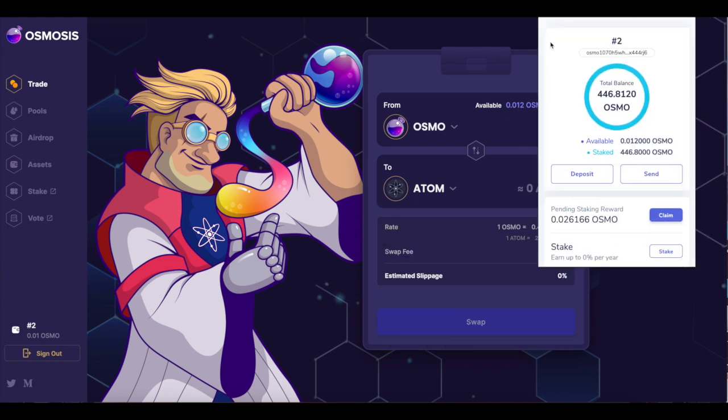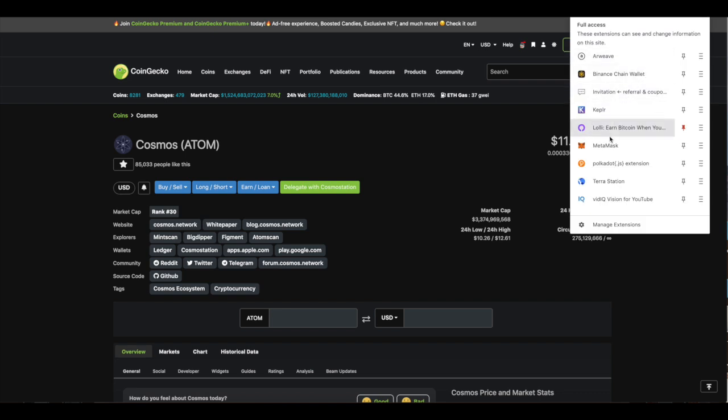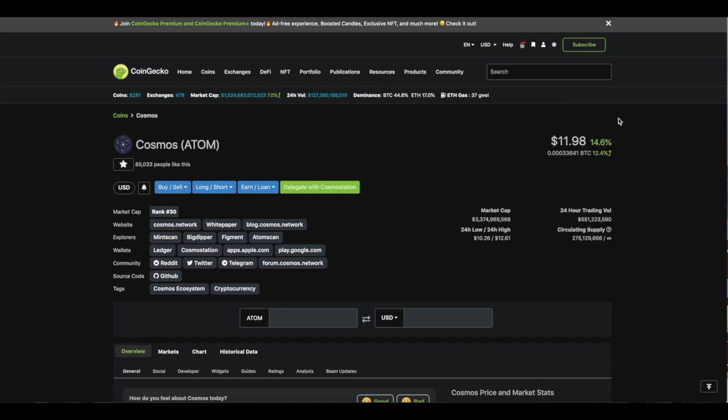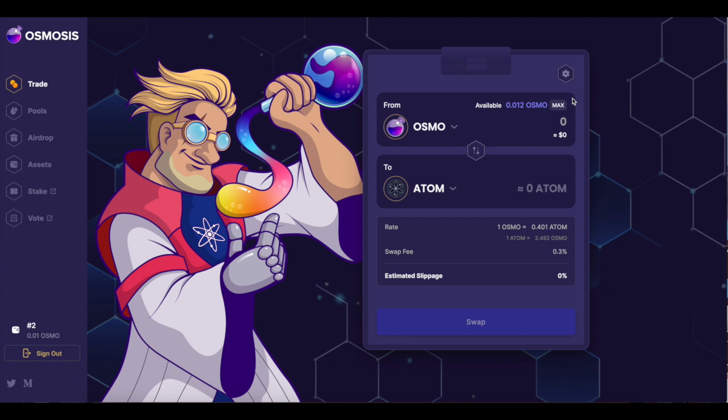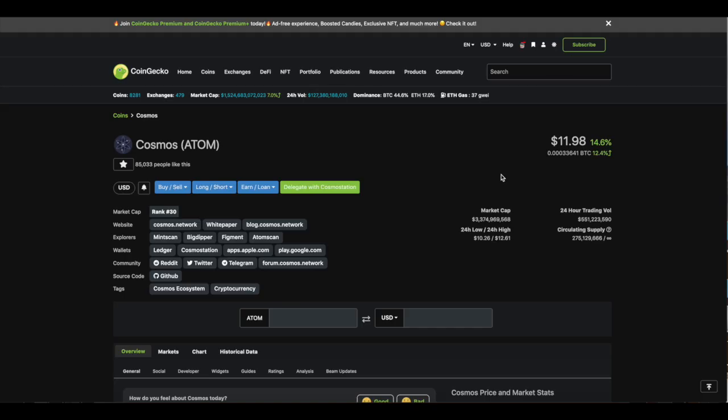How do we get the money over here? Well, you've got a couple of options. First step is to buy some Cosmos. Yes, there are other tokens you can buy as well, but Cosmos is really the only one that you can swap over here. There are other tokens besides Cosmos. You can do Akash if you want to transfer that over, but that one's not as highly liquid as Atom.